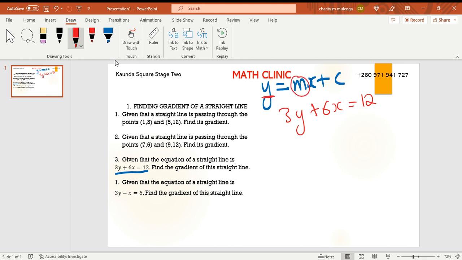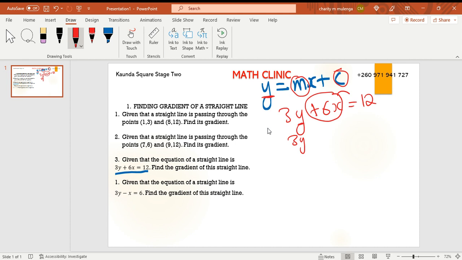You're going to notice that the letter m represents the gradient. The number next to the letter x is representing the gradient, in which c represents the y-intercept. So what we're going to do therefore is make y the subject. So let's go right ahead and do it.